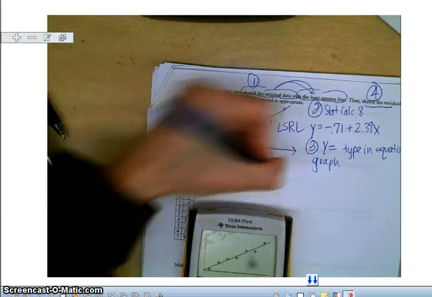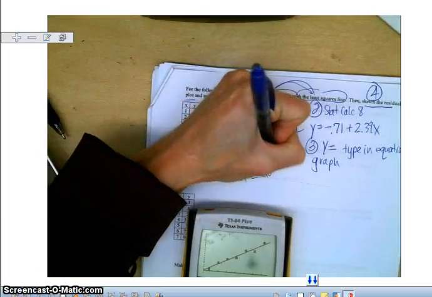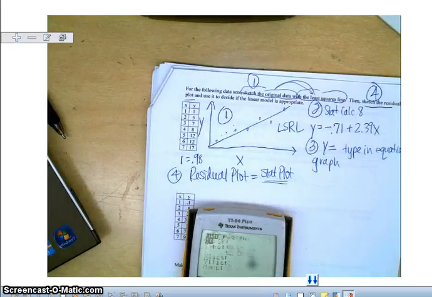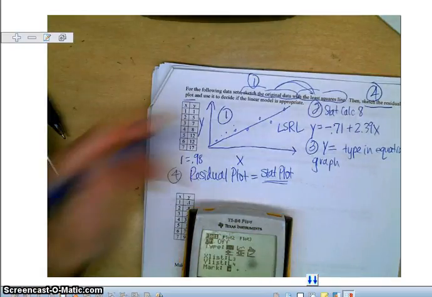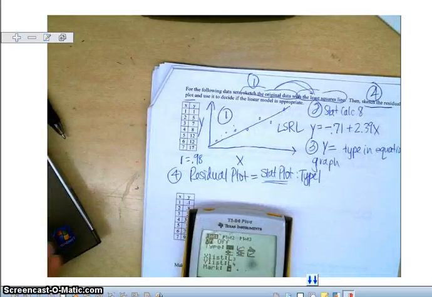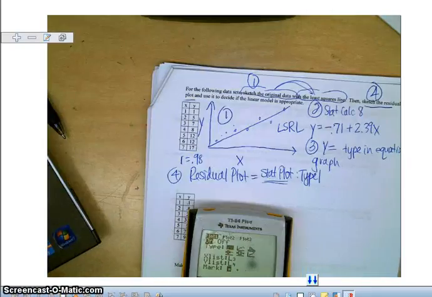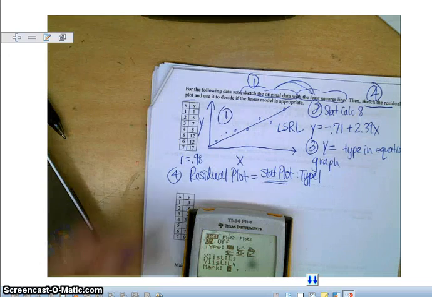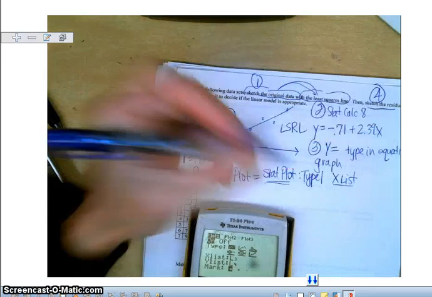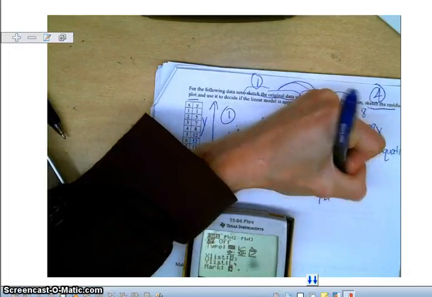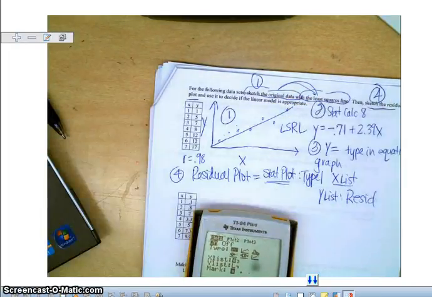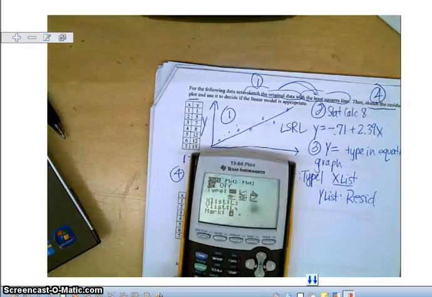So for a residual plot, we need to go to stat plot. So second stat plot, I'm just going to go to plot 1, and I'm still going to do type 1. It's still a scatter plot. A residual plot is still a scatter plot. And I'm going to tell it wherever your X list is, and then the Y list is going to be what's called resid. You need to put the residual list in there, and all your calculators have a residual list.